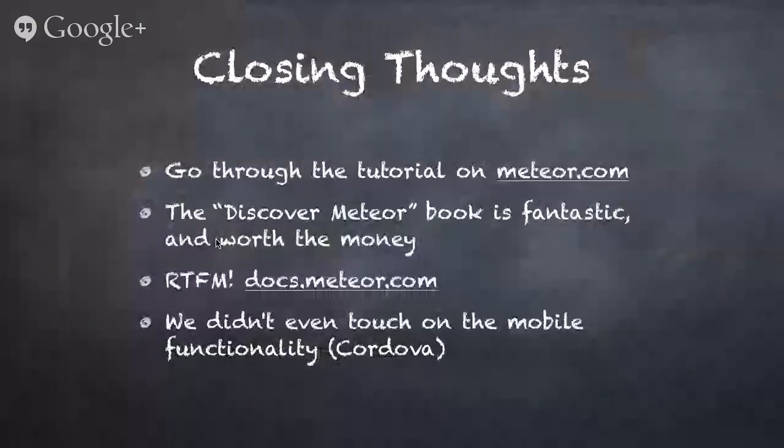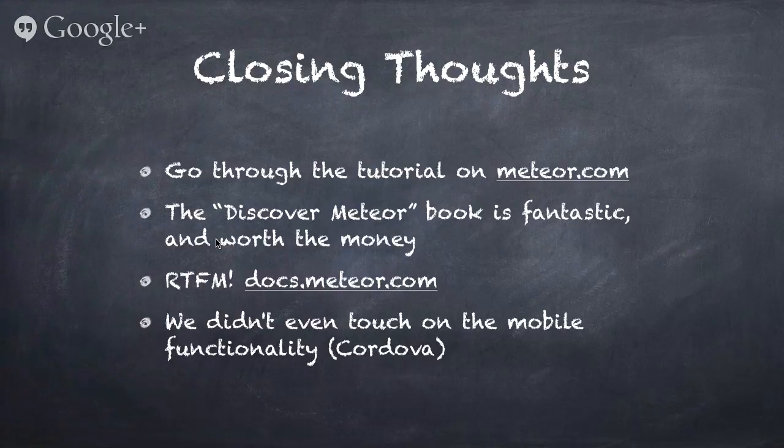Okay, so to wrap up, closing thoughts. Go through the tutorial on Meteor.com. It is absolutely excellent. Unfortunately, it does build a to-do list, which is hella boring, but easy to understand. The Discover Meteor book is fantastic. I bought it. They have a digital copy that you can read as a PDF or on their site. It's basically like 20 tutorials. It gets quite advanced though. It starts off really easy and gets quite deep, and it's awesome. It's what I used to learn.